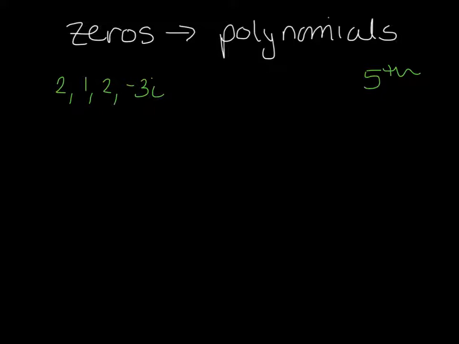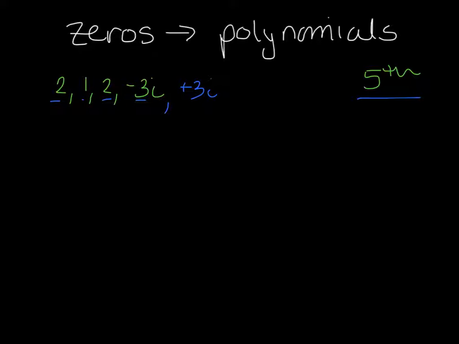So the first thing you're going to want to do is recognize that first off something's missing. You need 5 zeros. We've got 1, 2, 3, 4. Also notice that we've got that negative 3i, which means we automatically need to have a positive 3i because remember the conjugates. Okay, so now we have the zeros and we need to work our way backwards.